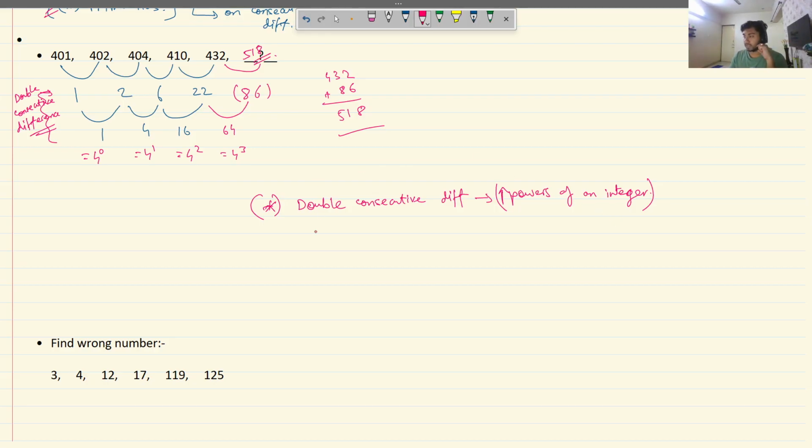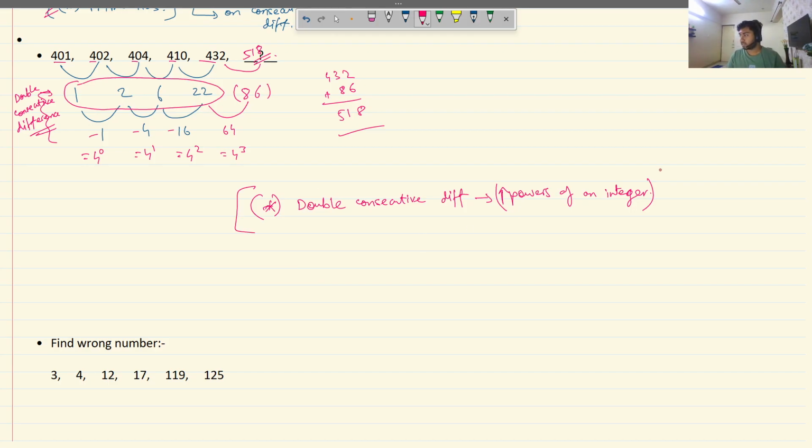I hope you understand what I mean when I say double consecutive difference. It means you have a series of numbers given to you. You have taken the consecutive difference, then you have taken the consecutive difference again of the consecutive difference. This is your consecutive difference. You have taken the consecutive difference of the consecutive difference. That's what I mean by double consecutive difference.